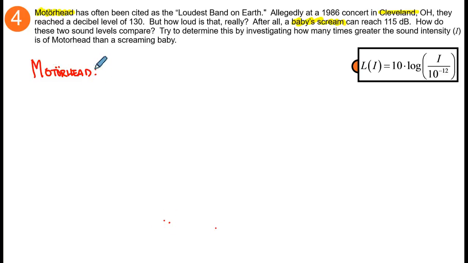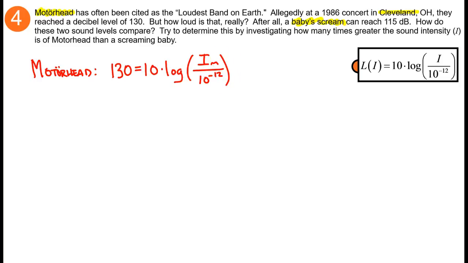And we're going to determine their sound intensity by taking what we know from Motorhead, and that's that they once reached a decibel level of 130. Okay, and that's the output of this logarithmic function. That equals 10 times the log base 10 of sound intensity. I'm going to label that intensity of M, meaning Motorhead, divided by 10 to the negative 12th.